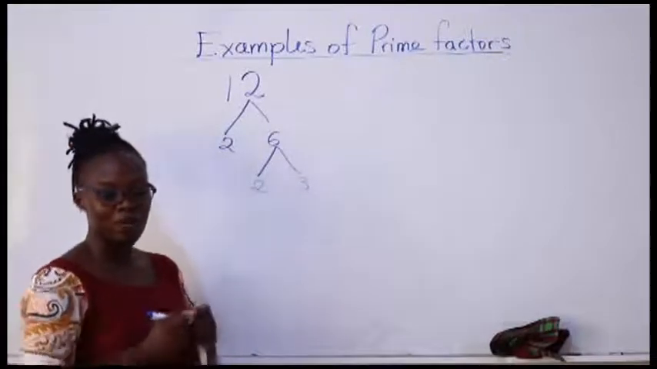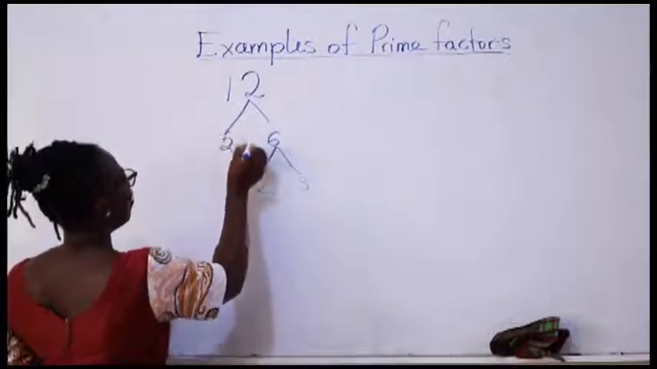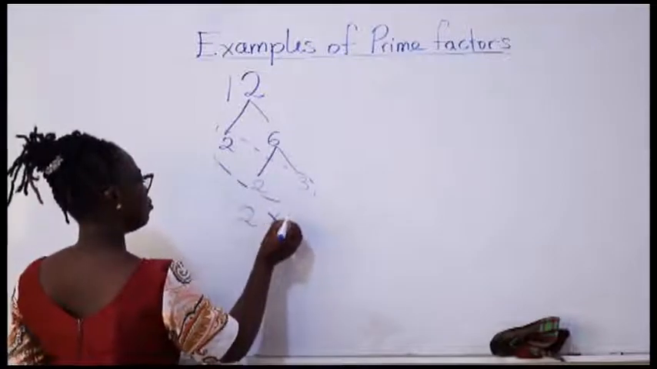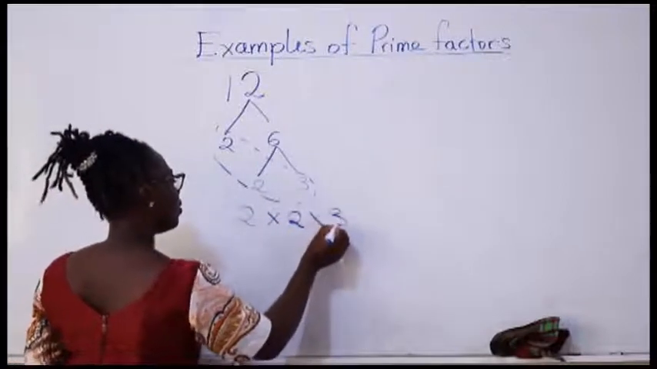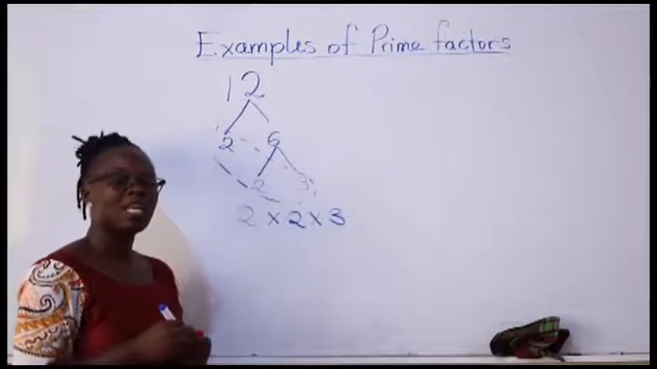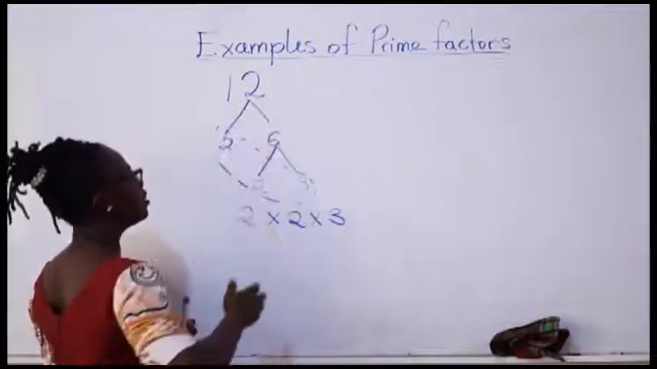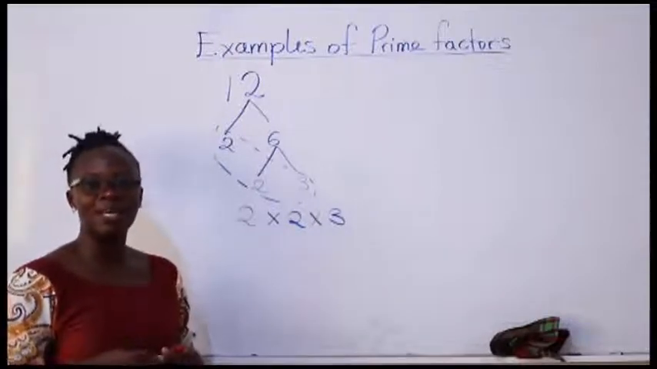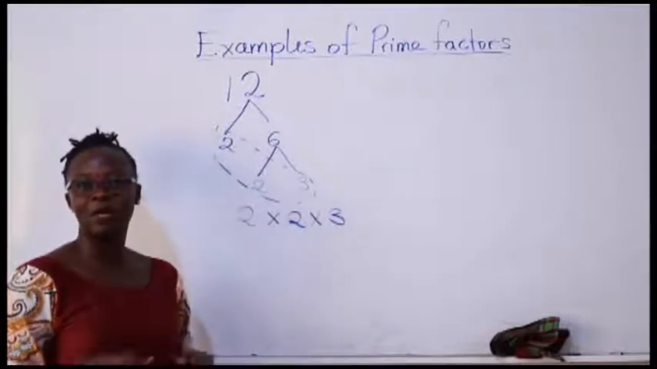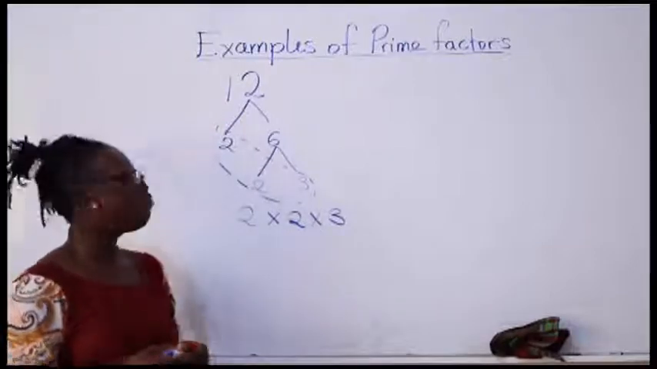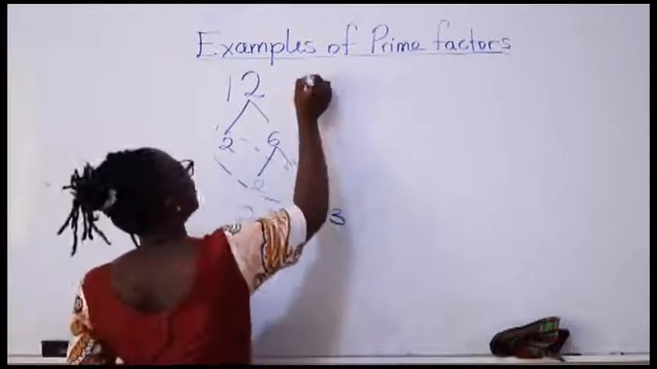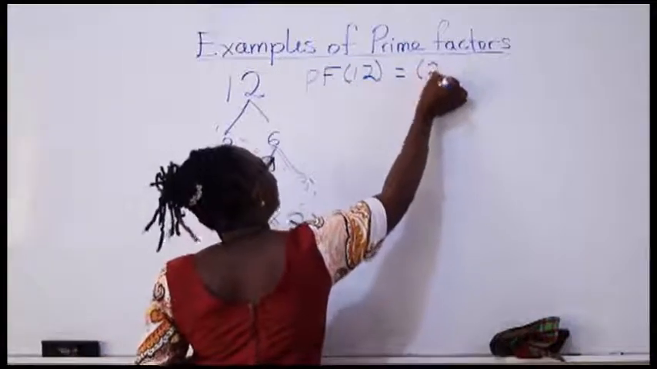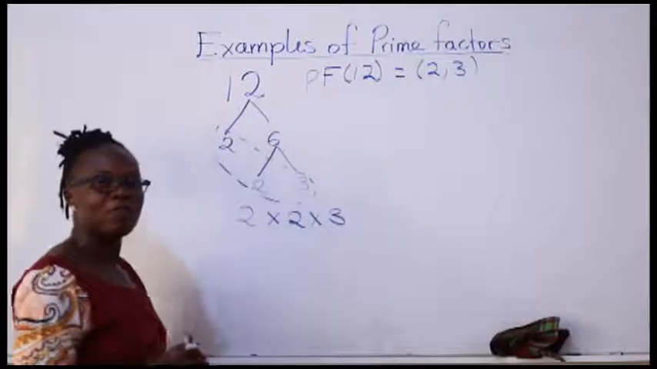So what do you see? You have 2 times 2 times 3. This is what is building up the 12. So if I ask you to find the prime factors of 12, the prime factors of 12 are going to be 2 and 3.